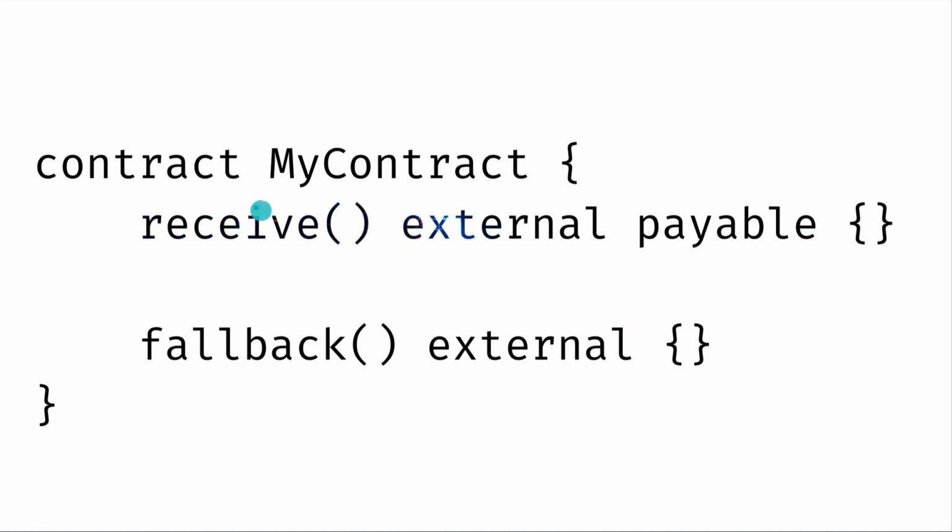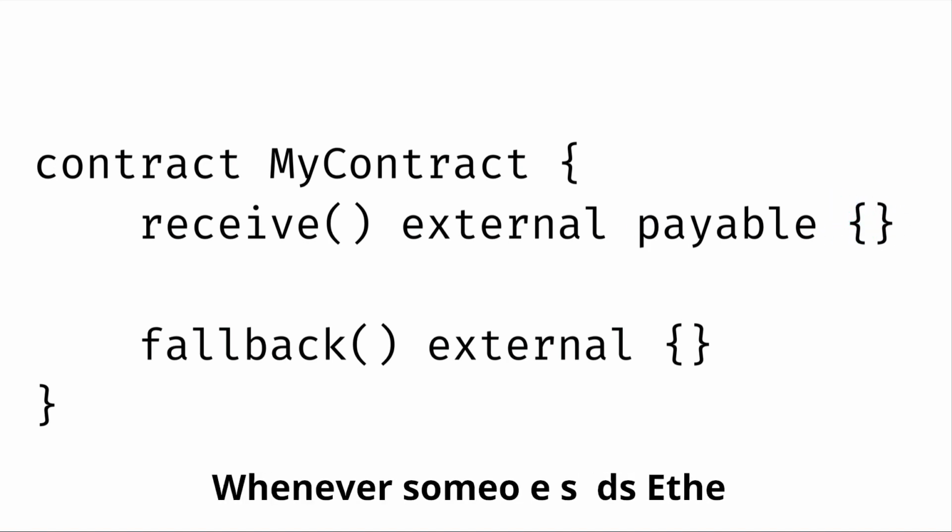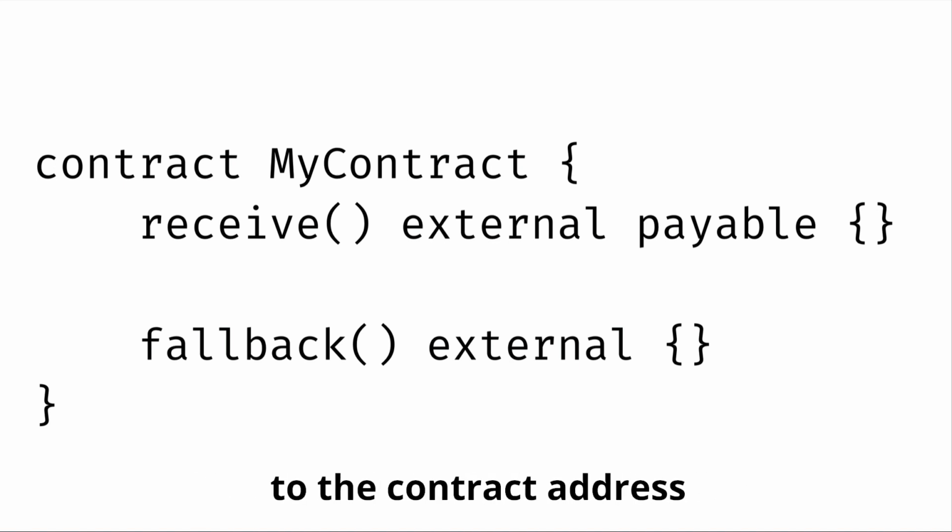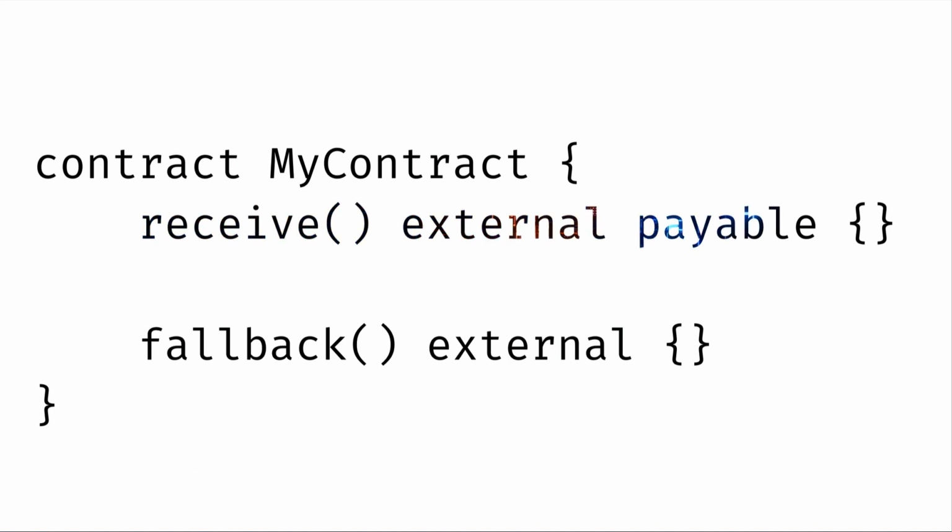Receive always has to be a payable function, and the code you write in here will be executed whenever someone sends ether to the contract address without any data. So basically, just like we previously sent ether to normal addresses, externally owned accounts, in short EOAs. If you add this to your code, people can send ether to the contract as if it was a normal address.